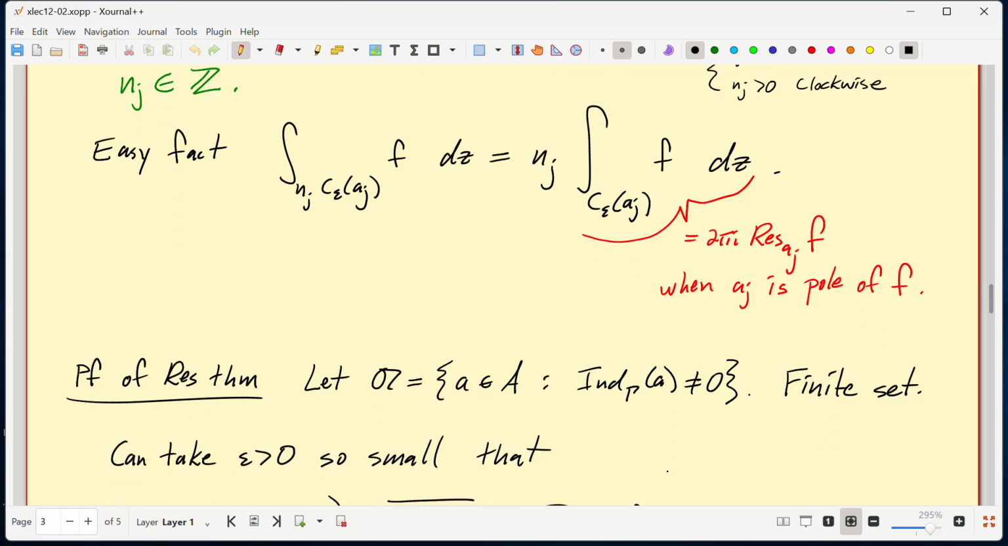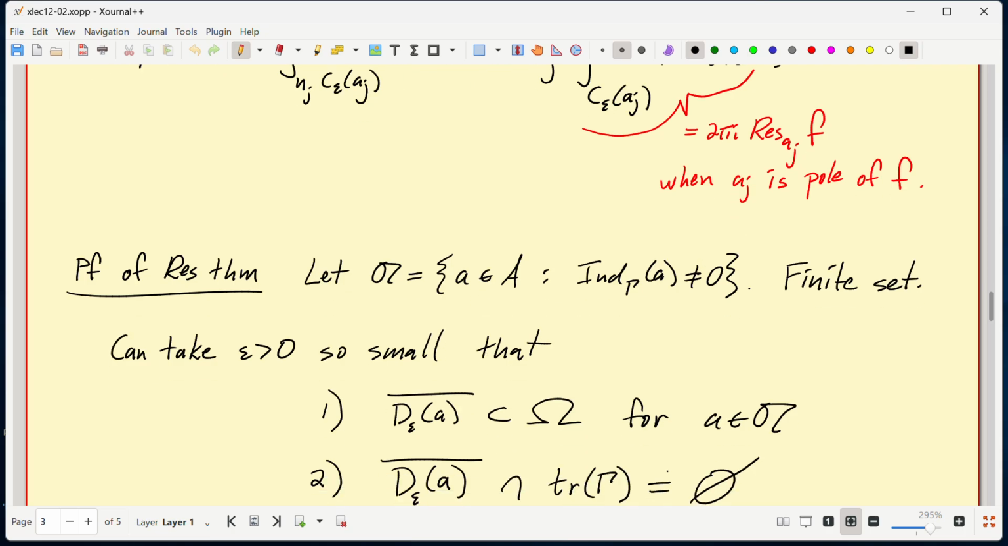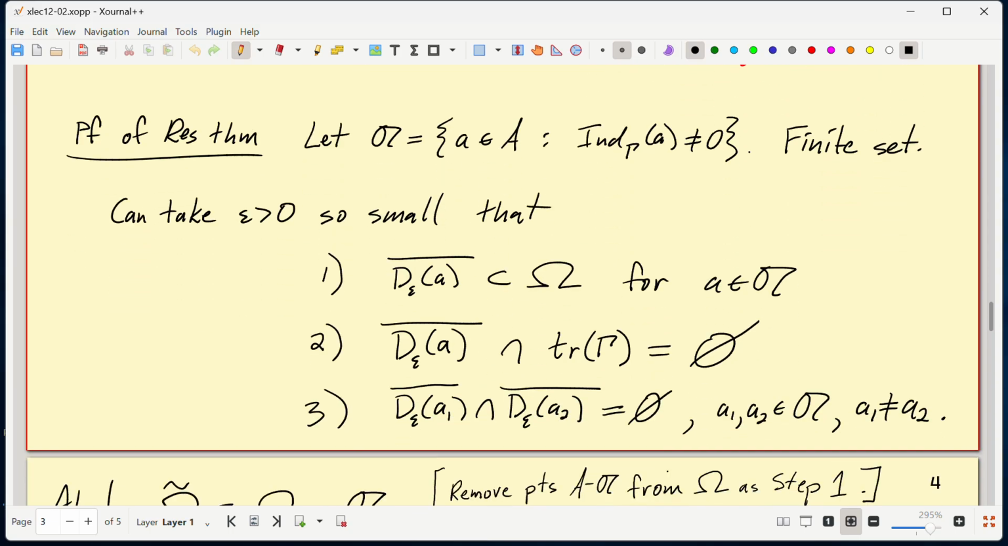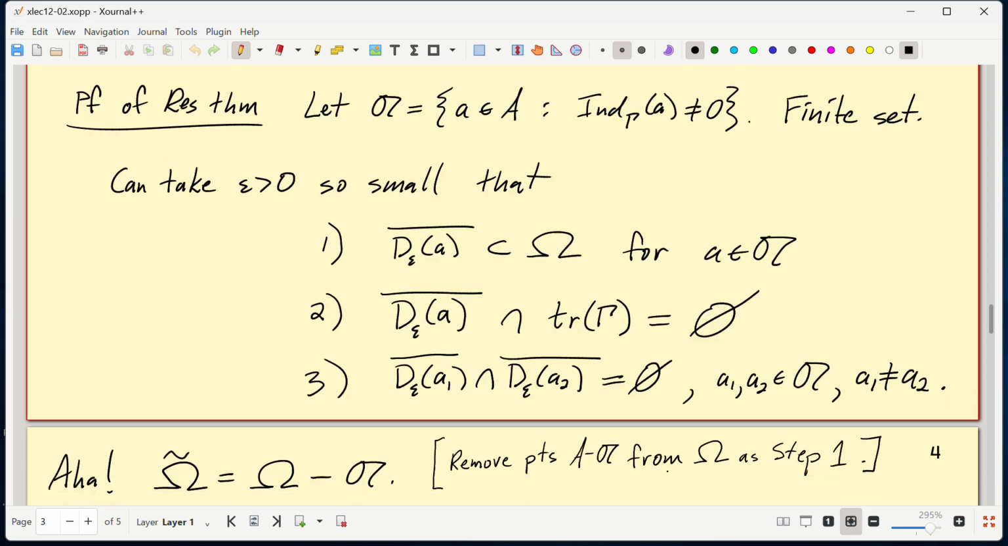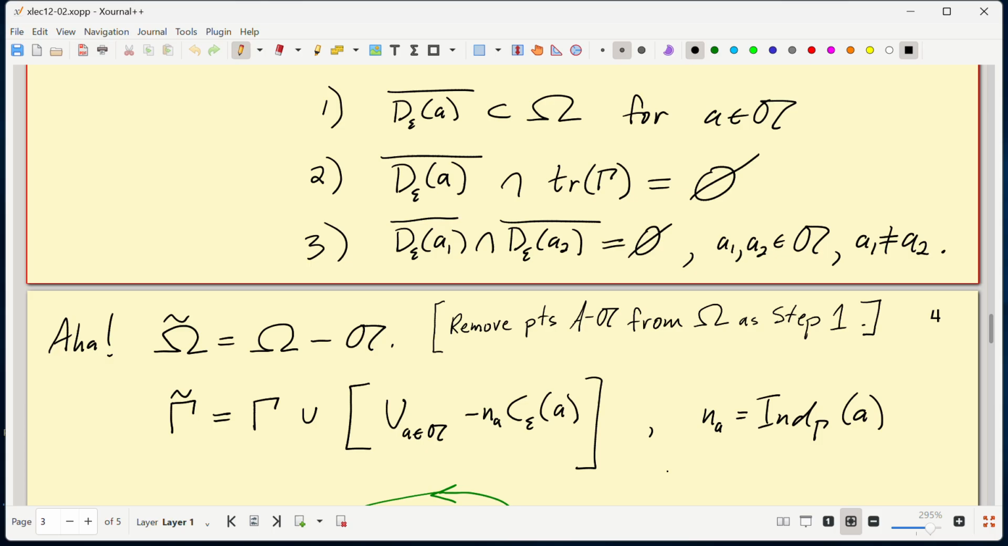Okay, so I let A be the set of singularities where the index was not 0, and that's a finite set. And then I took little disks about each of the points in that A, and I shrink them down so they're all so small that they don't get near each other, they don't get near the cycle, and they're disjoint. Okay. And I make a new domain where I punch out the points in the discrete set.